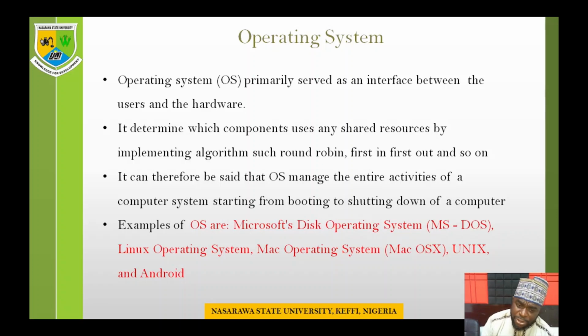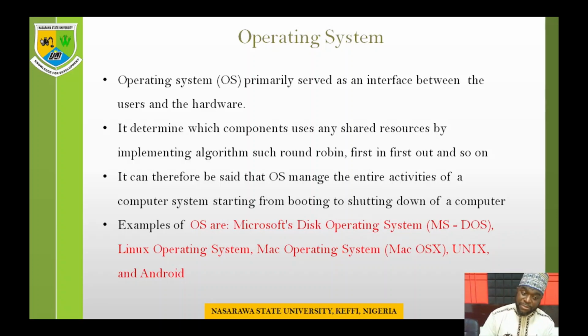Examples of operating systems are the Microsoft DOS operating system, MS-DOS, one of the earlier generations of operating systems. Then Windows itself, by Microsoft, where we have different versions: Windows 2000, Windows XP, Windows Vista, popularly called the Fail window, Windows 7, 8, up to Windows 11. These are Windows-based operating systems, and this type of operating system is licensed. It is owned by the Microsoft Corporation.